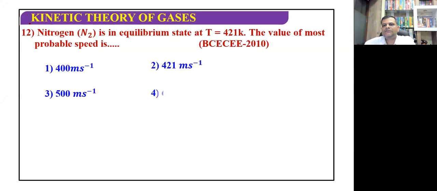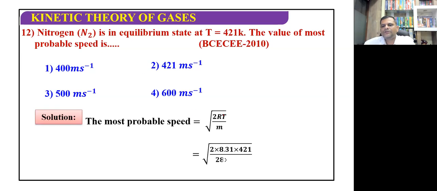Yes, nitrogen is in equilibrium state at T equal to 421 Kelvin. Then the value of most probable speed is, again, a ready-made formula we already have: the most probable speed is always equal to root of 2RT upon m, where m is 28 gram, which is to be converted into kilogram by multiplying it by 10 raised to minus 3 here, and R is 8.314, so 8.31 we can take approximately, and temperature is already given to be 421 Kelvin. Just work out all these calculations, and we can get the final answer as 500 meter per second.